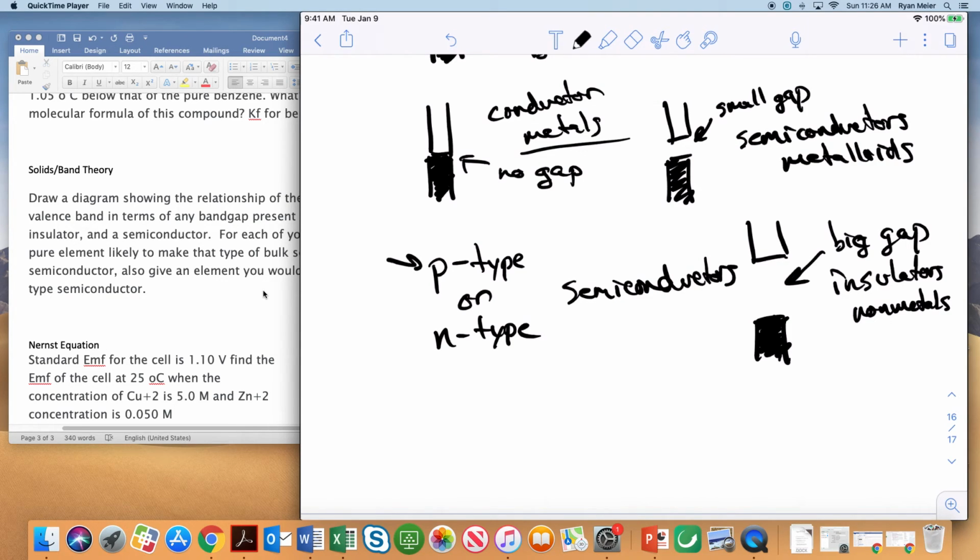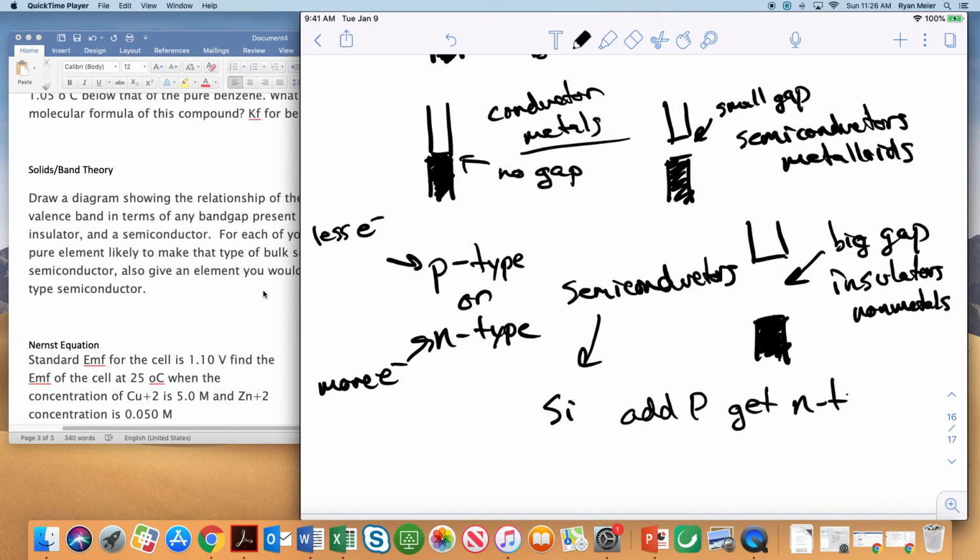For p-type, we basically just add some element that has fewer electrons. For n-type, we add something that has more electrons. So for instance, if silicon is our semiconductor, then I could add phosphorus. Phosphorus is one spot to the right of silicon in the periodic table. This would get an n-type doped semiconductor. Or I could add aluminum, which is on the other side, has fewer electrons, and get p-type for the semiconductor that I would create.